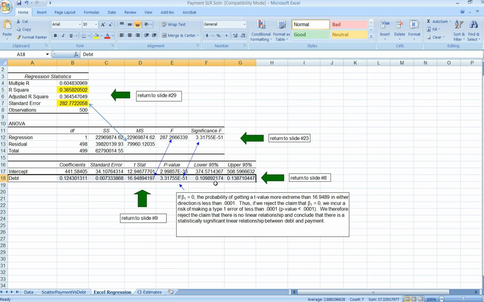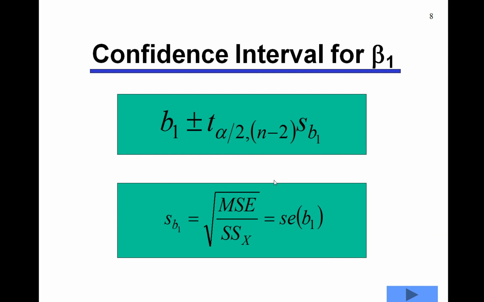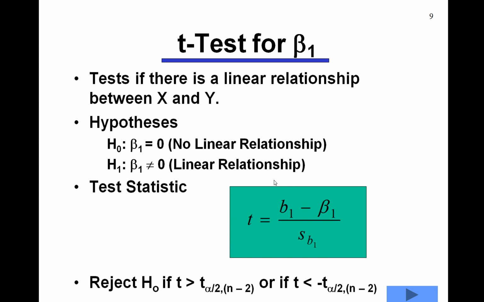But we know because of the variability associated with that estimator, that is the standard error of B1, we can add and subtract to that point estimate to arrive at a confidence interval estimate for the parameter beta 1. So we're 95% confident that the average monthly housing payment goes up somewhere between $0.1098 and $0.1387 for every increased dollar in debt. And that's how we would interpret that. So again, I'd ask you to take a look at page 45 of our textbook for some details associated with that.